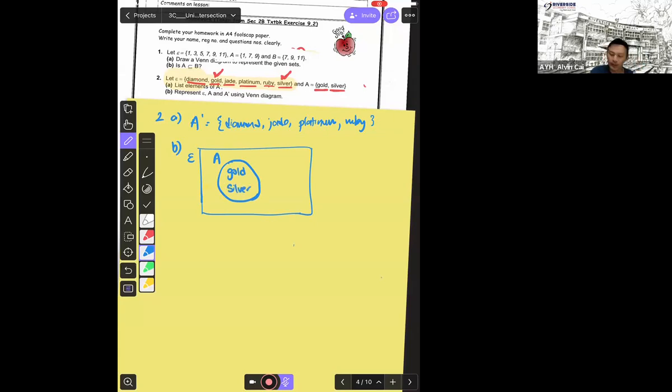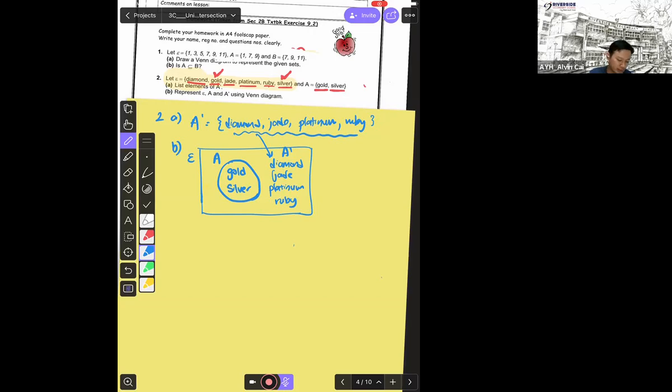Okay, so the remaining part, A complement, we'll just write all these elements over here outside of the circle. So we just list down the diamond, jade, platinum, and ruby. Okay, and we can just label this as A complement over here. So we do not need to draw an additional circle over there. Right, so far, this part. Okay, so that's how we draw for question 2.